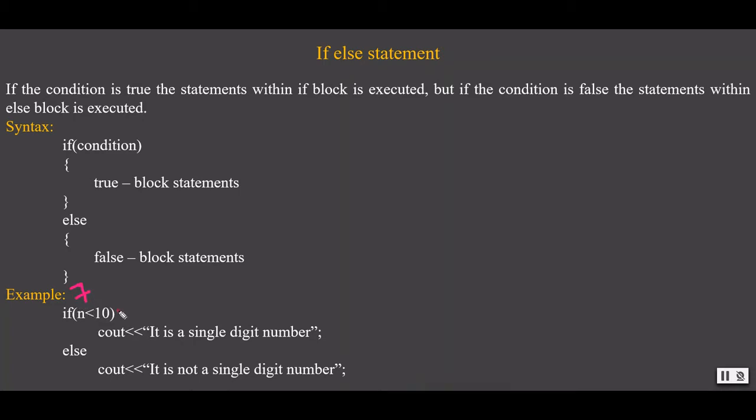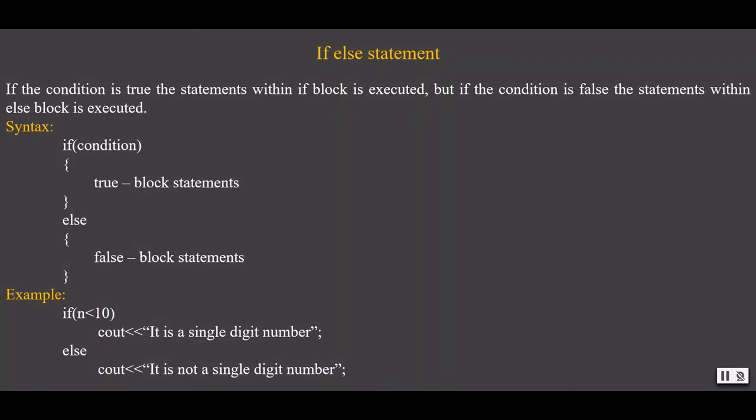So 7 less than 10, the condition is satisfied. It will display it as a single digit number. Now let me consider an n value greater than 10. So I'll consider 11. 11 less than 10, the condition is not satisfied. So it displays the message it is not a single digit number. This simple if-else is used to check if a given number is a single digit number or not.